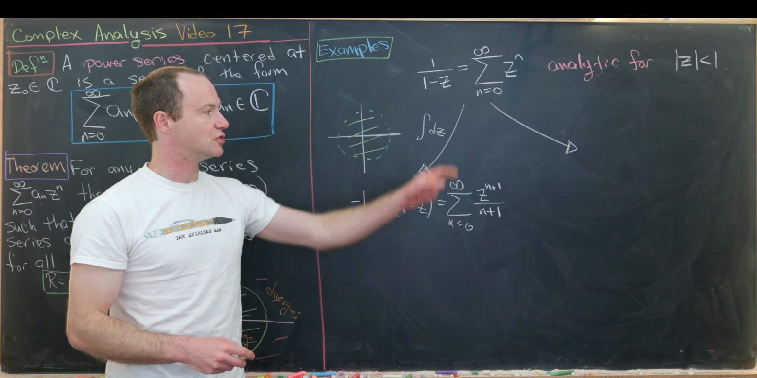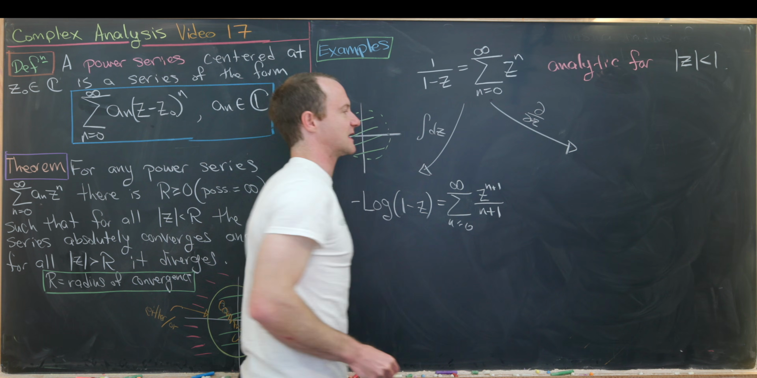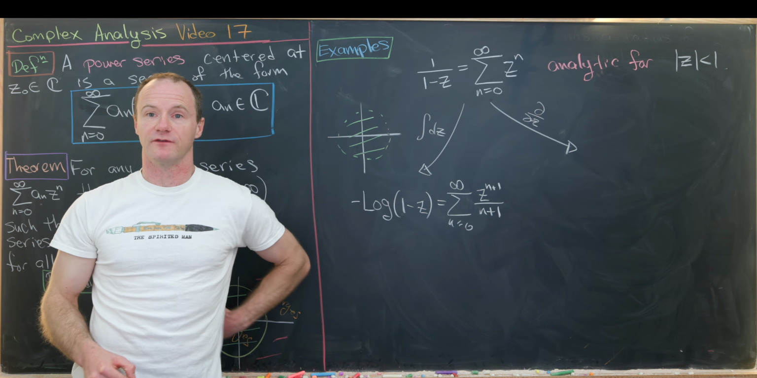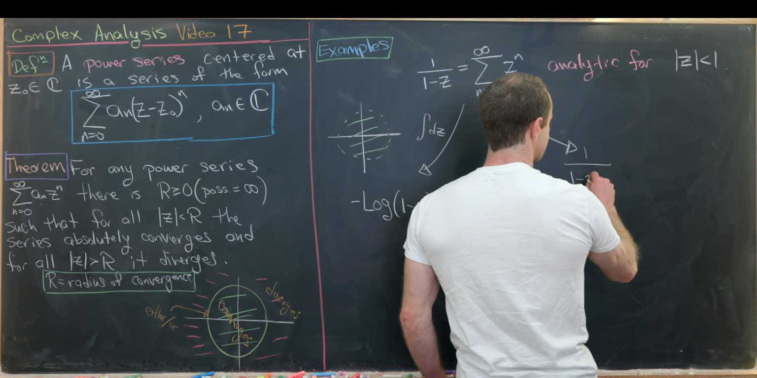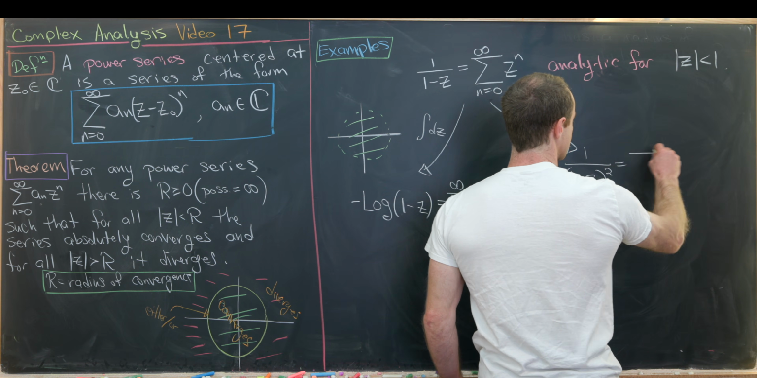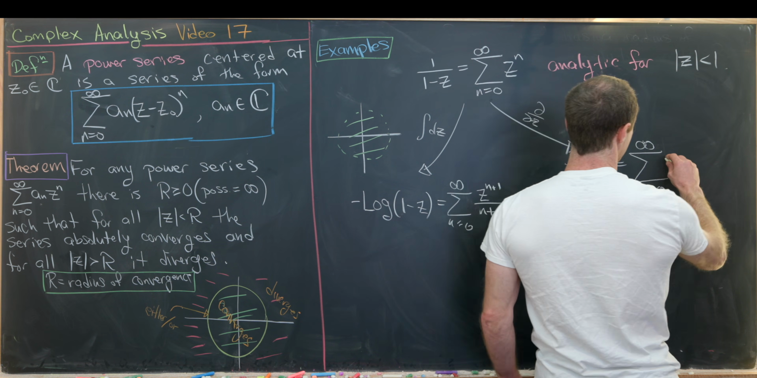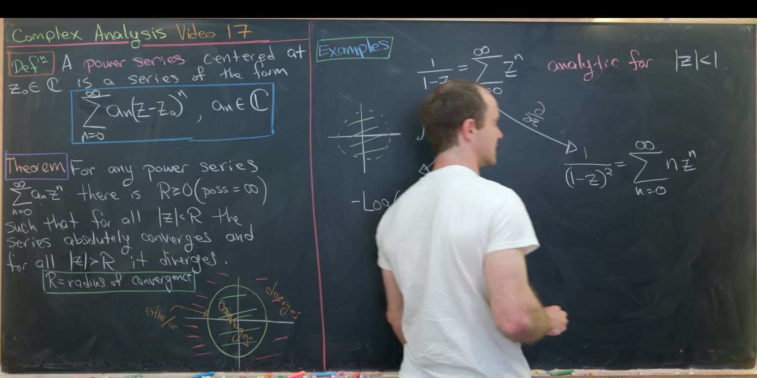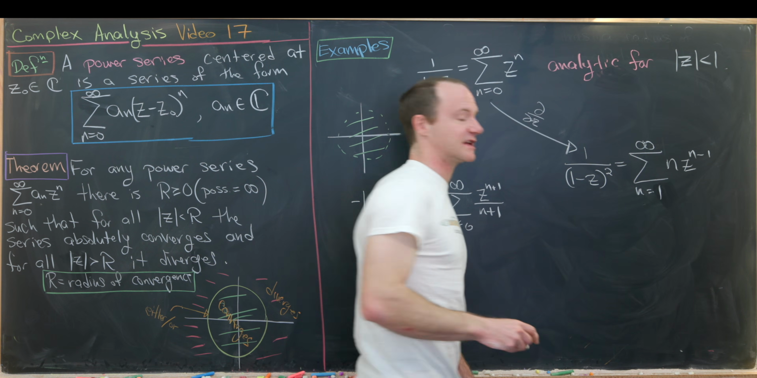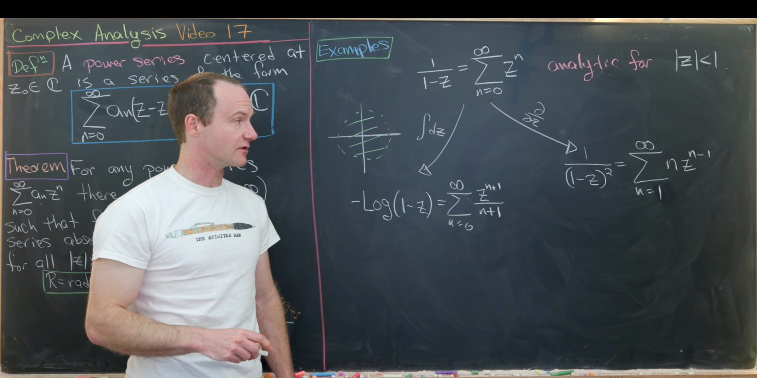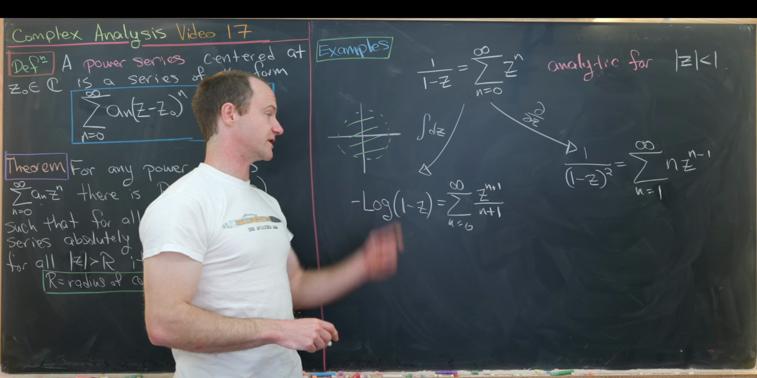Okay, then what we'll do on the right-hand side here is take the derivative. So recall that we had derivatives with respect to z and z bar. We'll use the derivative with respect to z. And that'll give us 1 over 1 minus z quantity squared equals this sum as n goes from 0 up to infinity of n times z to the n minus 1. So let's notice we don't really need the 0th term in there because the derivative of the 0th term is 0. So that gives us another function that is analytic for this region as well.